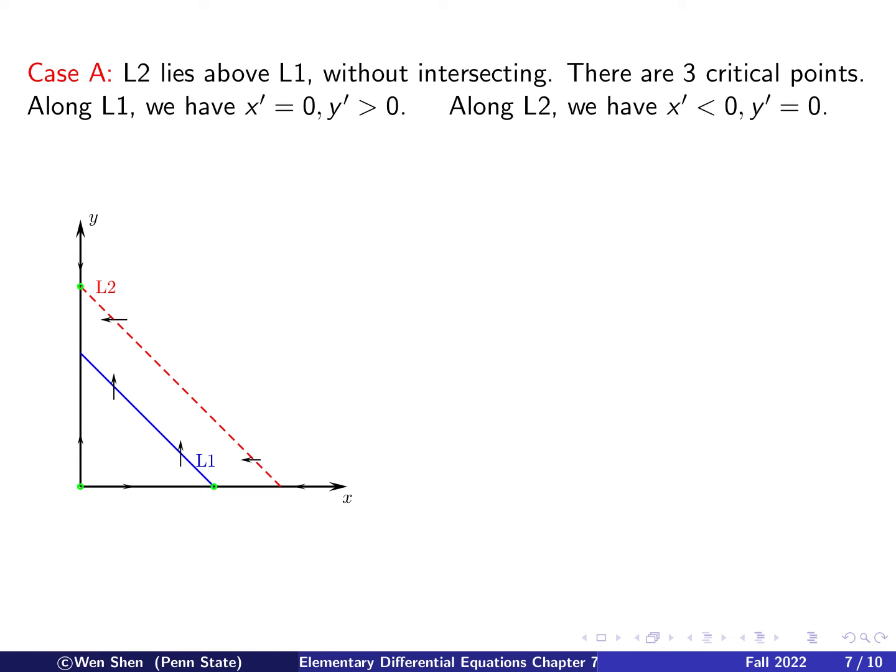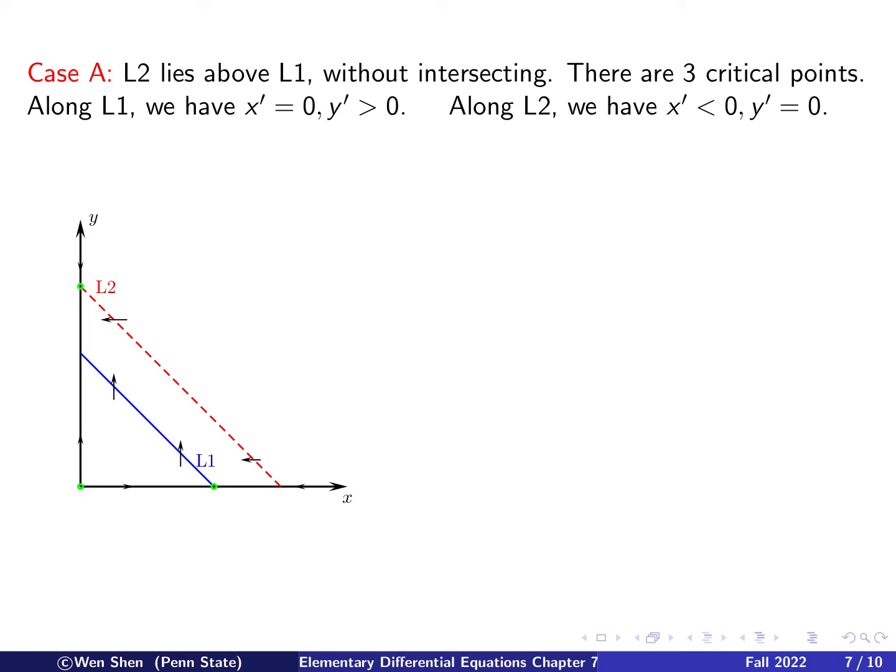And a similar analysis can be done for the solution along the line L2. Here we know y prime is 0, so your arrows will be horizontal. So does it go towards the left or towards the right? Meaning, is y prime less than 0 or bigger than 0? Well, we see that L2 lies above L1, and therefore y prime is less than 0, so the arrows point to the left.